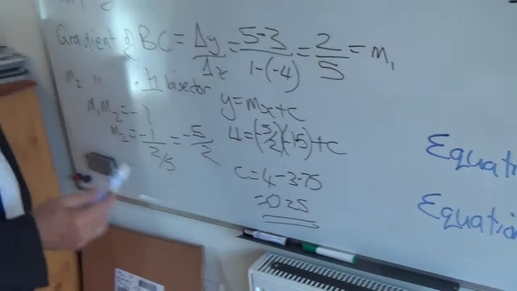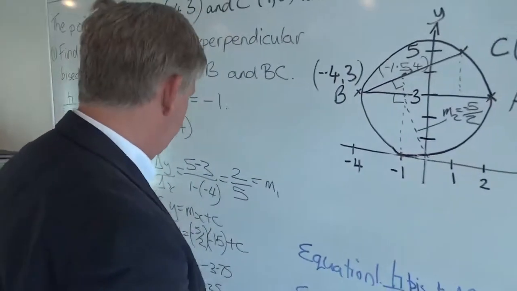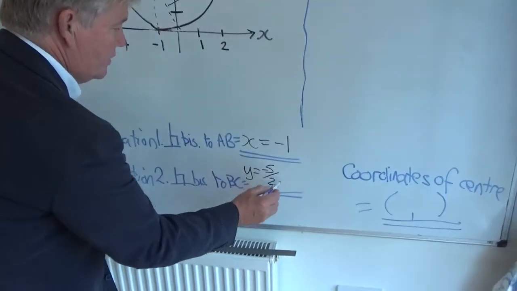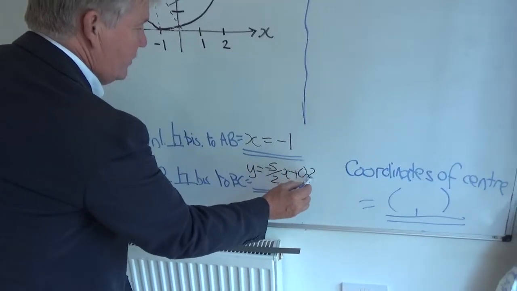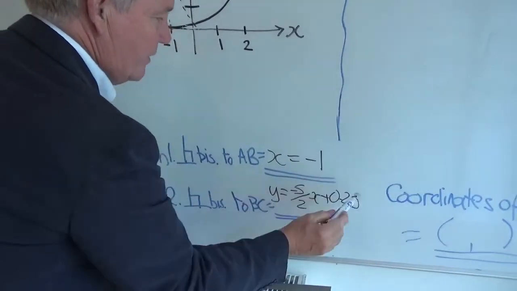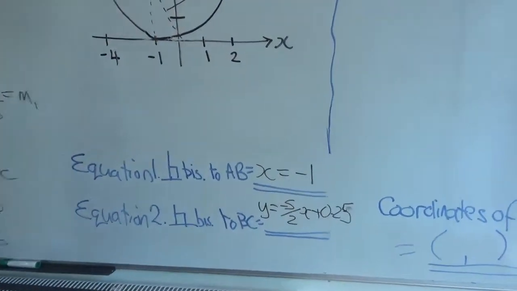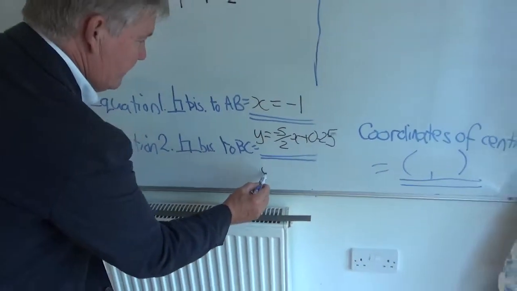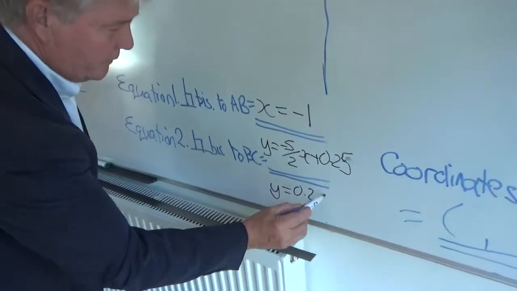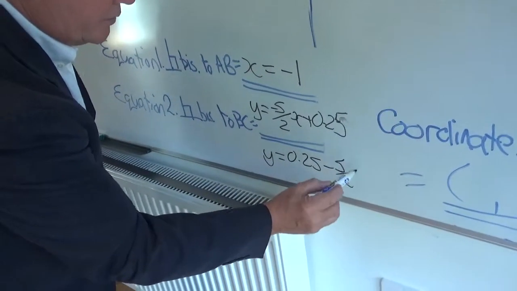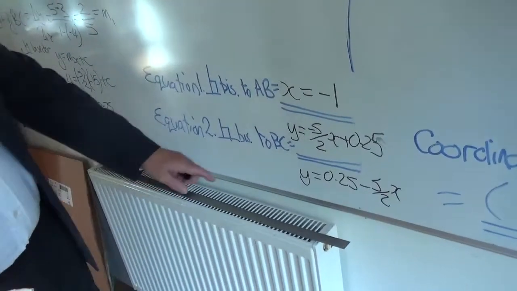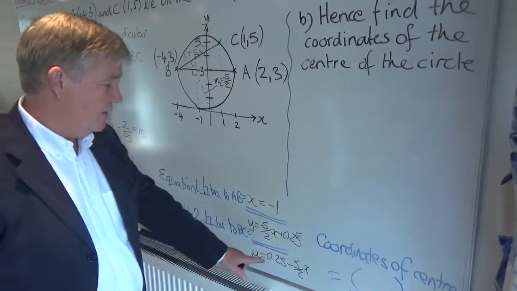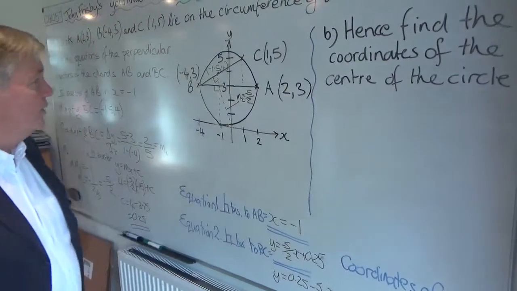And so now we can write the equation of the perpendicular bisector of BC as y equals -5 over 2 x plus 0.25. Write that a bit more clearly. Okay, yeah. And we could of course write that as y equals 0.25 minus 5 over 2 x. I could change this so it becomes 2y equals 0.5 minus 5x, but I'm going to leave it in the y equals form. It's easier to work with.